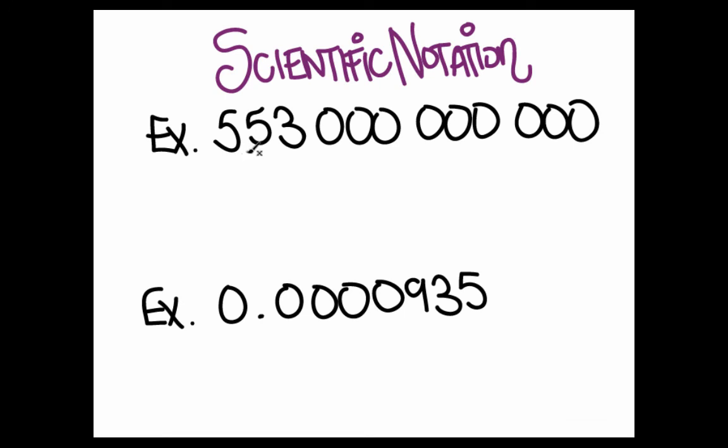Here are 2 more examples that we can practice with. So your first step is you put a decimal right after the first significant digit. So then we would have 5.53 times 10 to the power of something. And our value is going to be 10 to the power of something positive because this value is greater than 1. So what we would do is check how many times the decimal place moved.